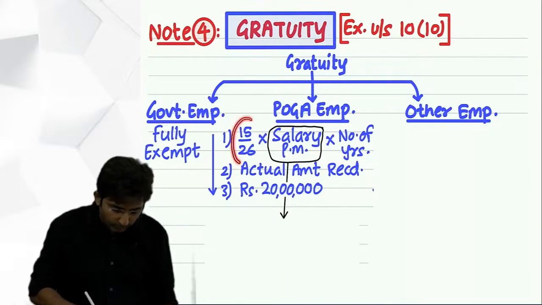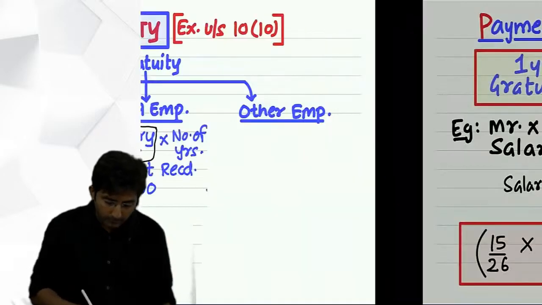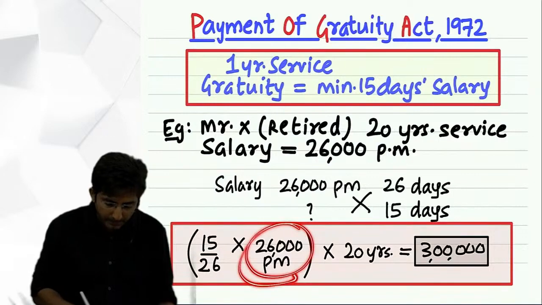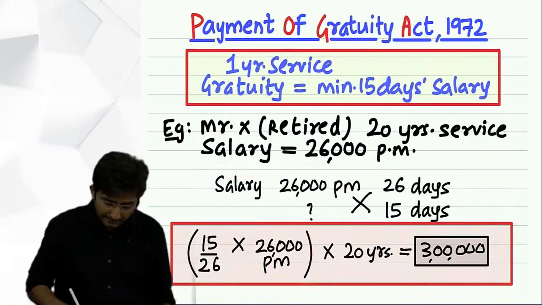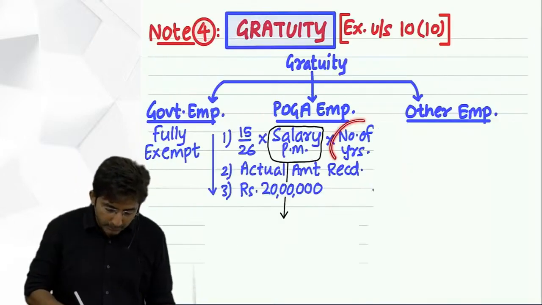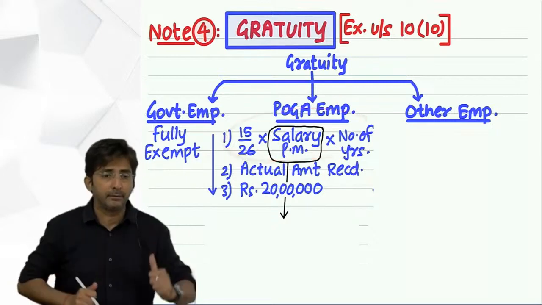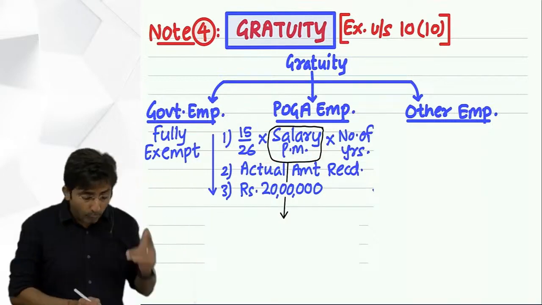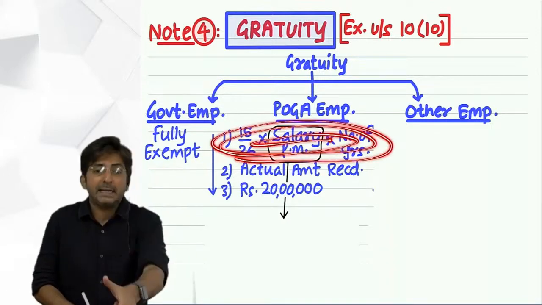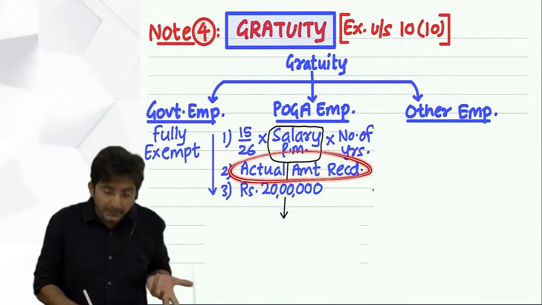Check one to one, 15 upon 26, here also 15 upon 26. What was this? Salary per month. And what was 26,000 in my example? Salary per month. And multiply by 20 years is what? Number of years of service. And this is the number of years of service. In short, I wanted to explain how this formula is derived. Now you understand, this means this is the minimum amount which he should get as per the Payment of Gratuity Act. And this is what he has actually received.